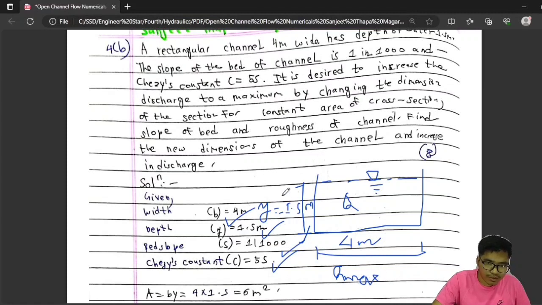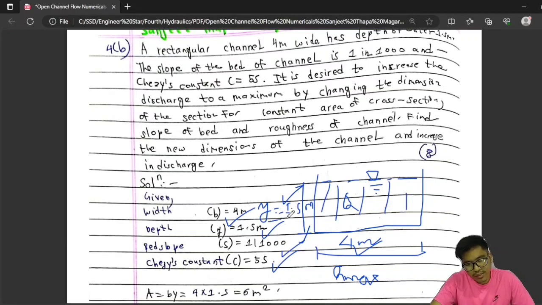by changing the dimension of the section, for constant area of cross section, but the area should be constant. Slope of bed is 1 by 1000 should also be constant, and roughness of channel C should also be constant. Find the new dimensions. We need to calculate new y and new b of the channel and the increase in discharge, that is del Q, equal to Q max minus Q.